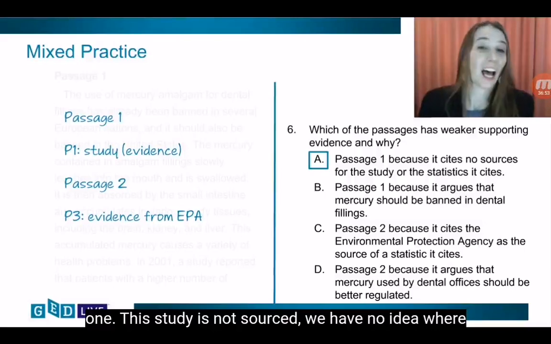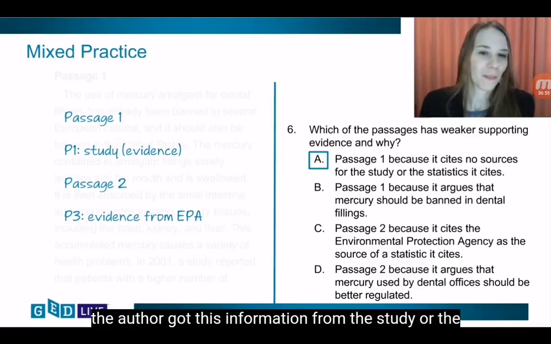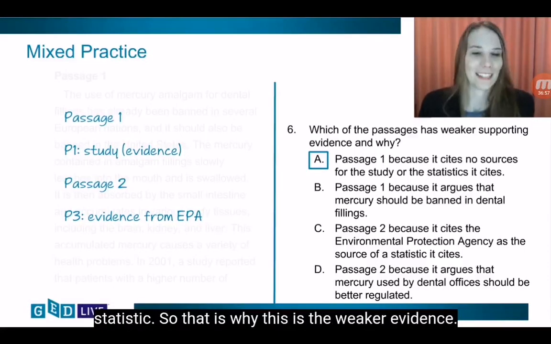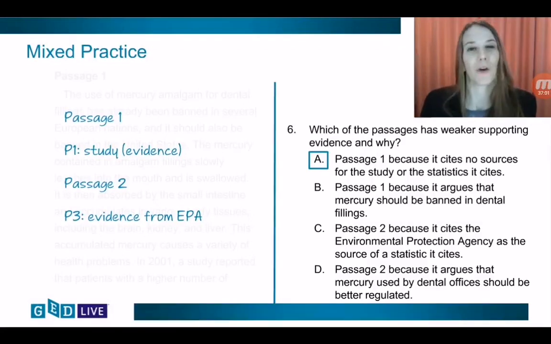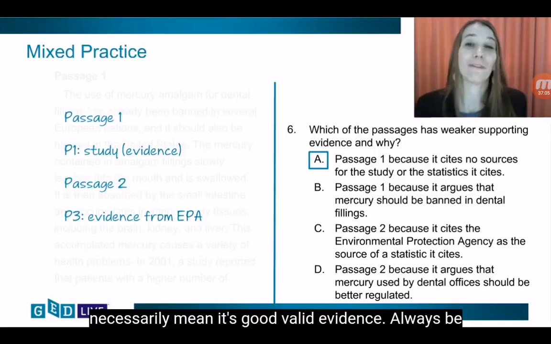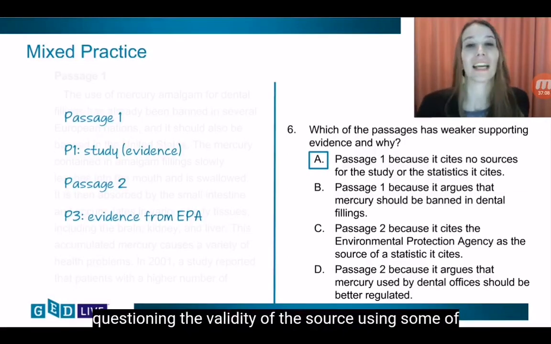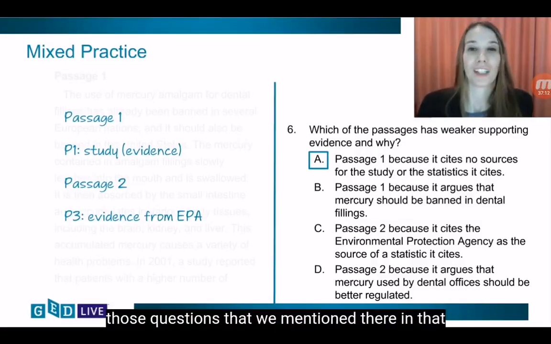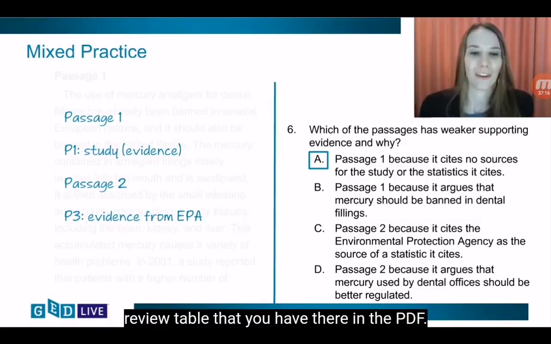This study is not sourced. We have no idea where the author got this information from the study or the statistics. So that is why this is the weaker evidence. Remember, just because an author presents evidence doesn't necessarily mean it's good, valid evidence. Always be questioning the validity of the source using some of those questions that we mentioned in that review table that you have there in the PDF.